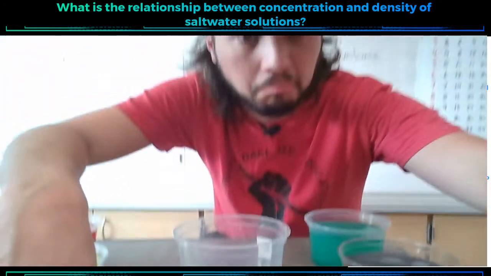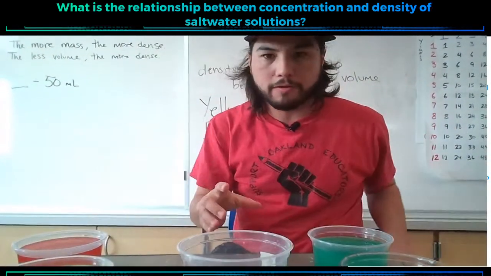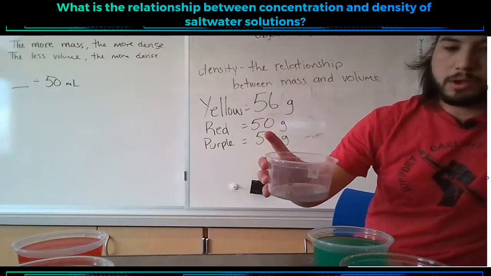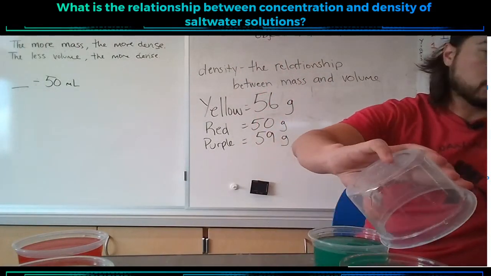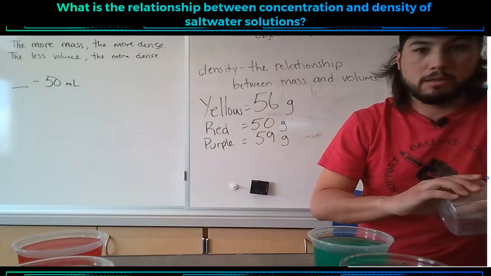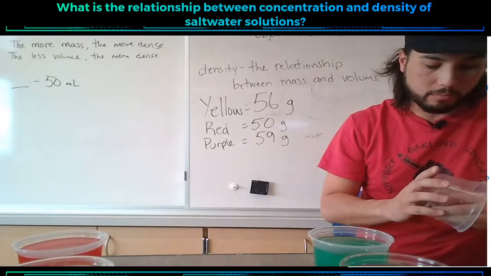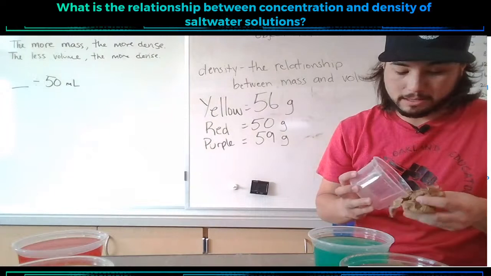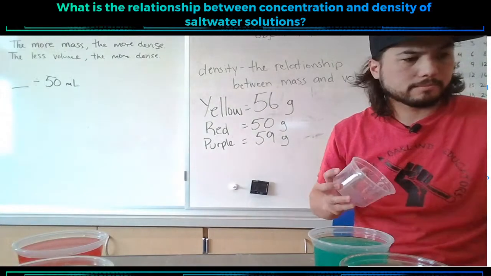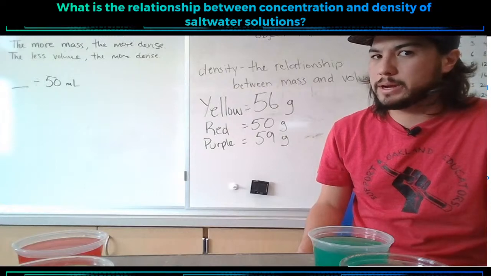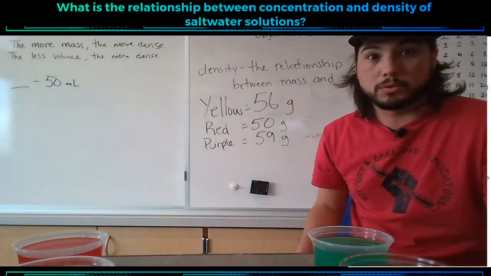Okay. So now, so far, I'll scoot to the side so you can see as I clean up here. Which one of our solutions is the most dense? If we're comparing the masses, all 3 of them were 50 milliliters. So the same volume. So whichever one has the greatest mass is going to be the most dense. So right now, yellow, red, or purple, which one is the most dense?